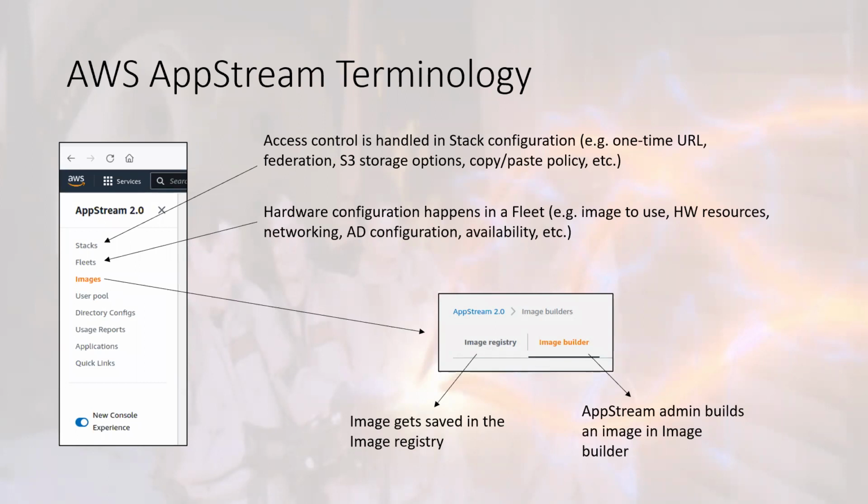The next term, images, and a couple of terms to go with that. The term on the right, image builder, is the tool the AppStream admin uses to build the image that gets streamed. Think of it like a golden image. Every time the app gets spun up, this is the golden image. It gets saved in the image registry and deployed to the user when they start using that streaming app.